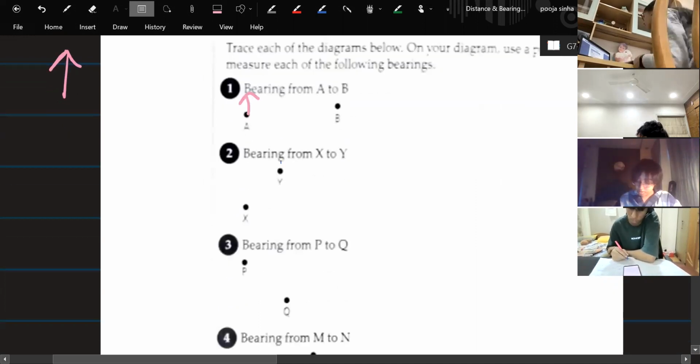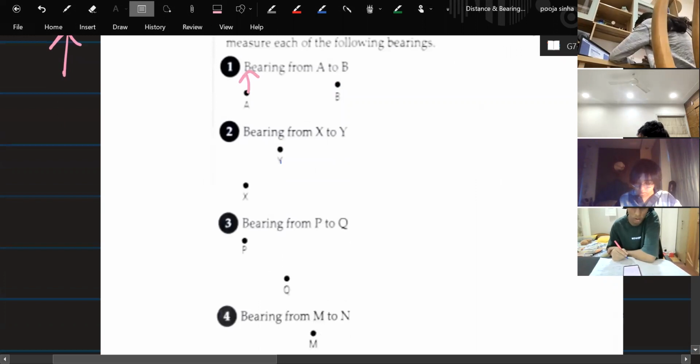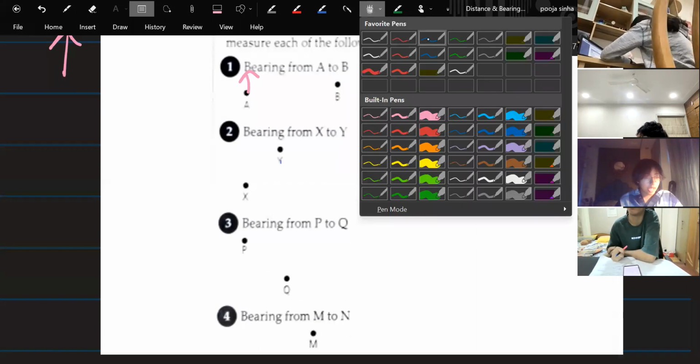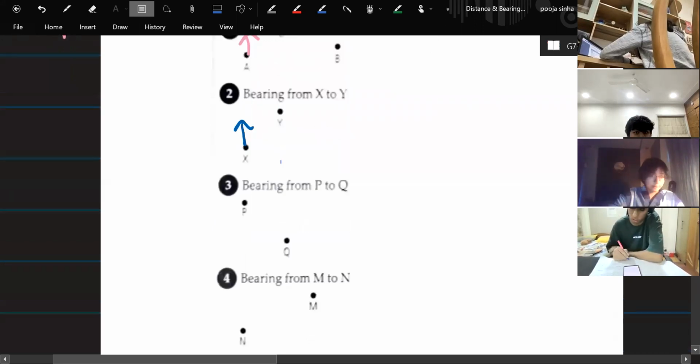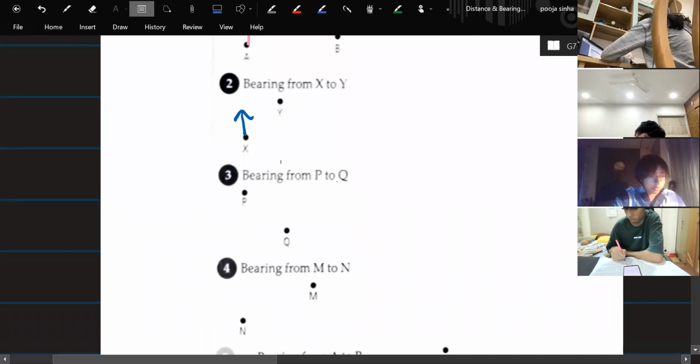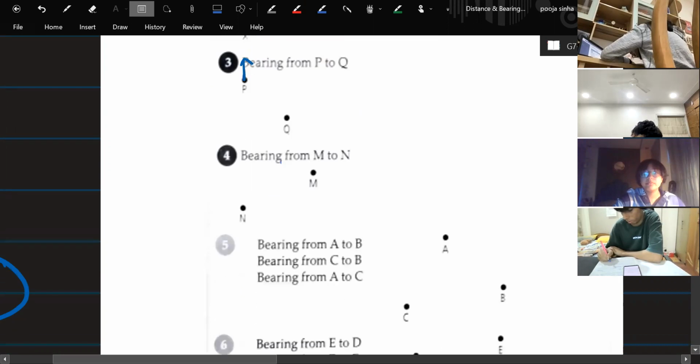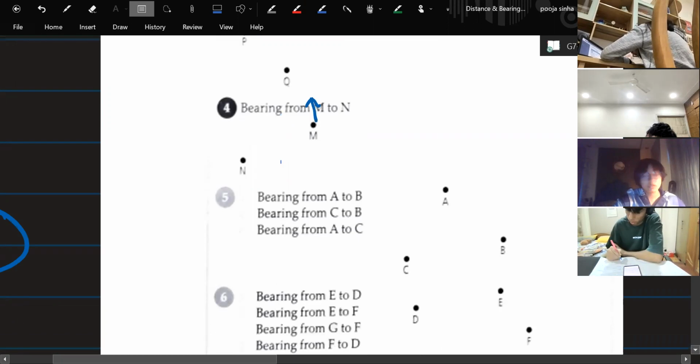From X to Y, where do I make the arrow? Second question, look at the second one. Help me find the arrow. Where do I make the arrow? Quickly tell me. On X. From P to Q, where do I make it now? P. Okay, very good. From M to N, where do I make it now? M. From A to B. A. From C to B. C. And for the next one, I will make it from A to C.